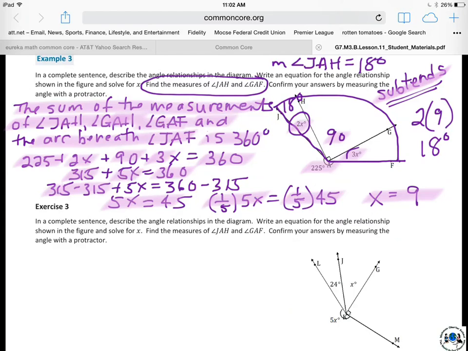Okay, and now for GAF, which is right here, that's 3x degrees. So if I do that over here, 3 times the 9, because that's what I solved x for, and that equals 27. All right, so this is 27 degrees. And then a proper answer would look like this: the measurement of angle GAF equals 27 degrees.